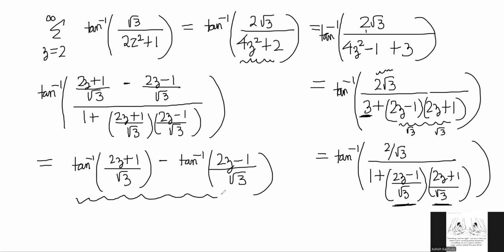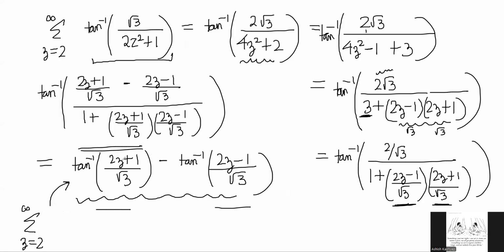So finally, I have expressed my general term as a difference of two inverse tans, right? And once we do that, the summation is pretty straightforward. We have to do the summation of this from z goes from 2 to infinity of this expression. So when I put 2, I get 2 into 2 plus 1. So this term will get cancelled from the first term. This term will remain. This is the minus tan inverse 2 into 2 minus 1. So that is 3 by root 3. So minus tan inverse root 3 will remain.